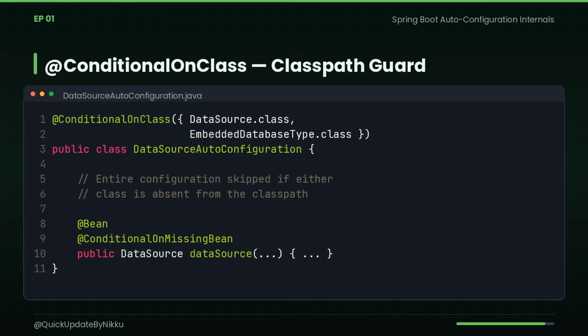@ConditionalOnClass guards an entire configuration class based on class path presence. If DataSource or EmbeddedDatabaseType cannot be found, the whole class is skipped. There is a critical gotcha at the method level. Never use a class literal in @ConditionalOnClass on a @Bean method. If the class is absent, loading the annotation metadata itself throws a ClassNotFoundException. At the method level, always use the name attribute with a string class name instead.